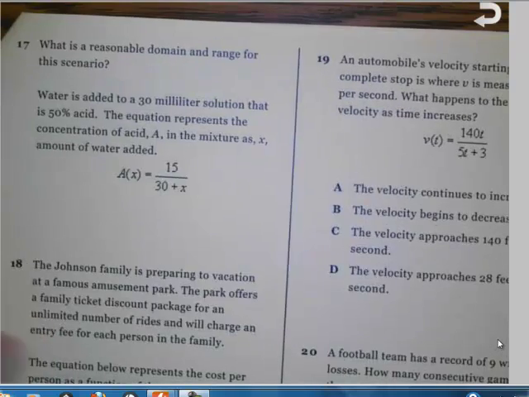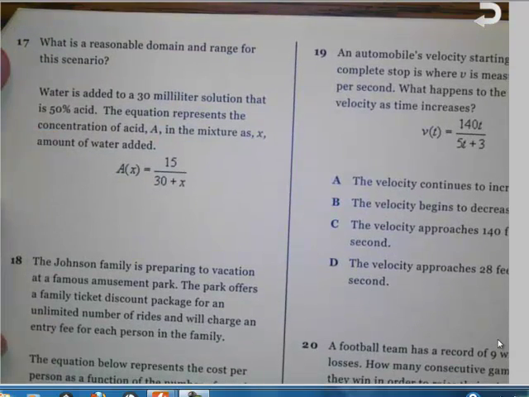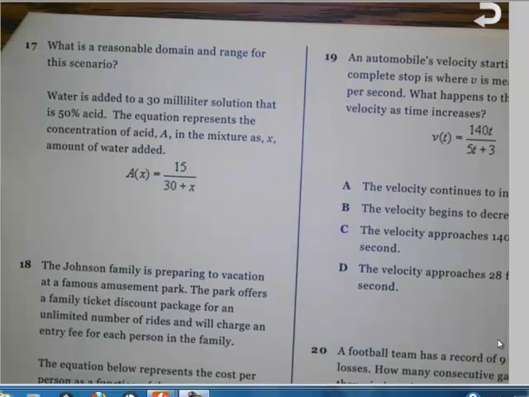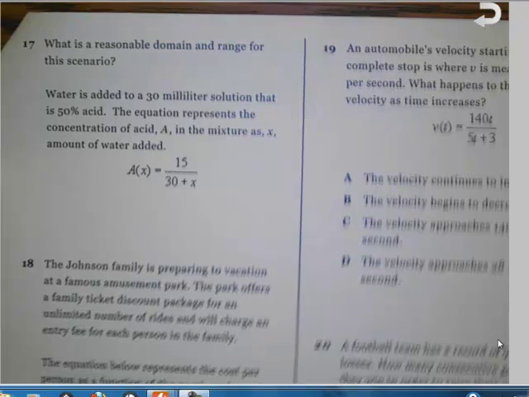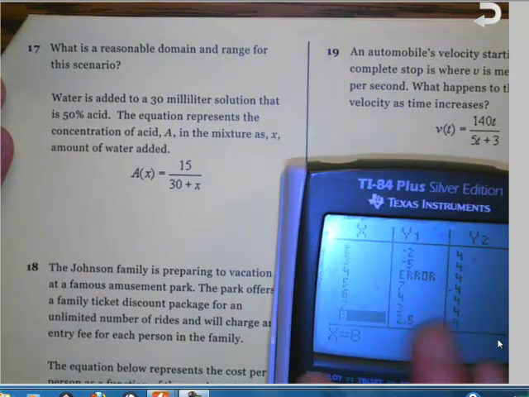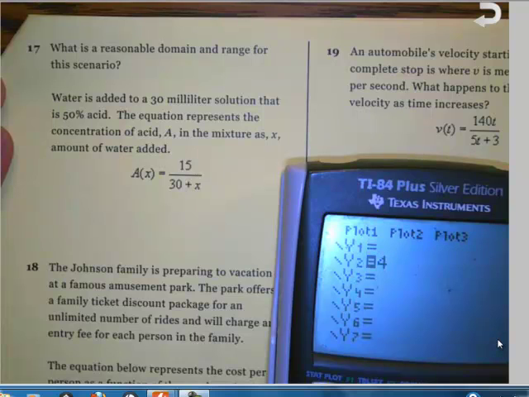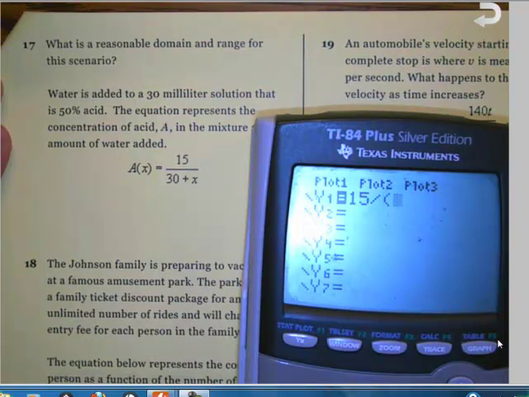Okay, let's take a look at 17. It's asking you for a reasonable domain and range of the situation. Now this is a real-world situation, so you're not going to have negative things. Water is added to a 50 milliliter solution that is 50% acid. The equation represents the concentration of acid in the mixture as the amount of water is added. So we're looking for the reasonable domain and range. What we would actually do is think about this as 15 divided by 30 plus x.